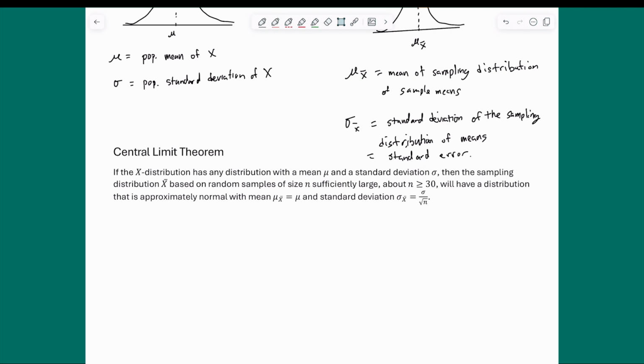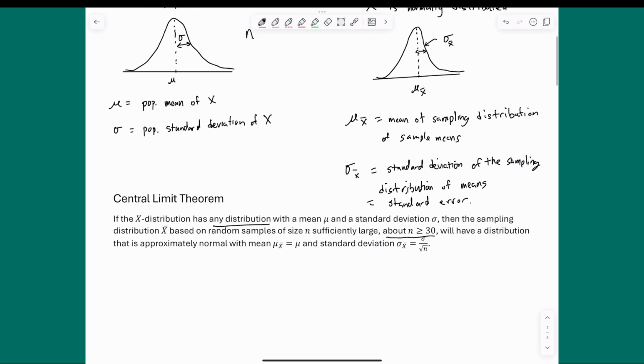So if the X distribution has any distribution, so that's one big change there, and suppose it has a mean of mu and a standard deviation of sigma, then the sampling distribution X bar based on random samples of size n sufficiently large, and for us we'll take that to mean n greater than or equal to 30, will have a distribution that is approximately normal with a mean of means equal to mu and the standard deviation or the standard error equal to the population standard deviation divided by the square root of n.